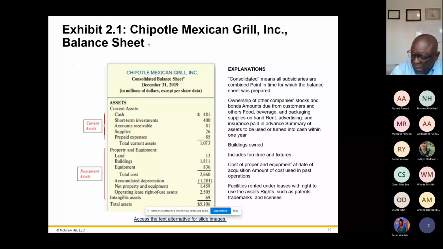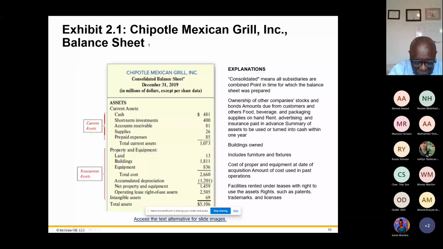So in this case, very clear, you can see current assets here is separated. Under current assets, you have the cash, the short-term investment, account receivables, supplies, prepaid expenses. So all that form other current assets. And here the total assets, the total current asset is 1,073. The three zeros are omitted. That's why if you see the top of it, it is given there in millions of dollars. So we can read how much cash we have, considering that it is in millions.